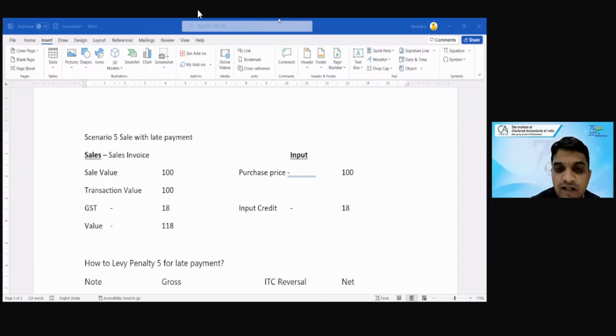Any late fees, penalty are liable to GST, correct? 100 plus 5, 105 plus 18% leviable to GST. Correct, you're right. But I've already raised an invoice of 100 rupees. Now, should I tear that invoice and give him a new invoice for 105 rupees?